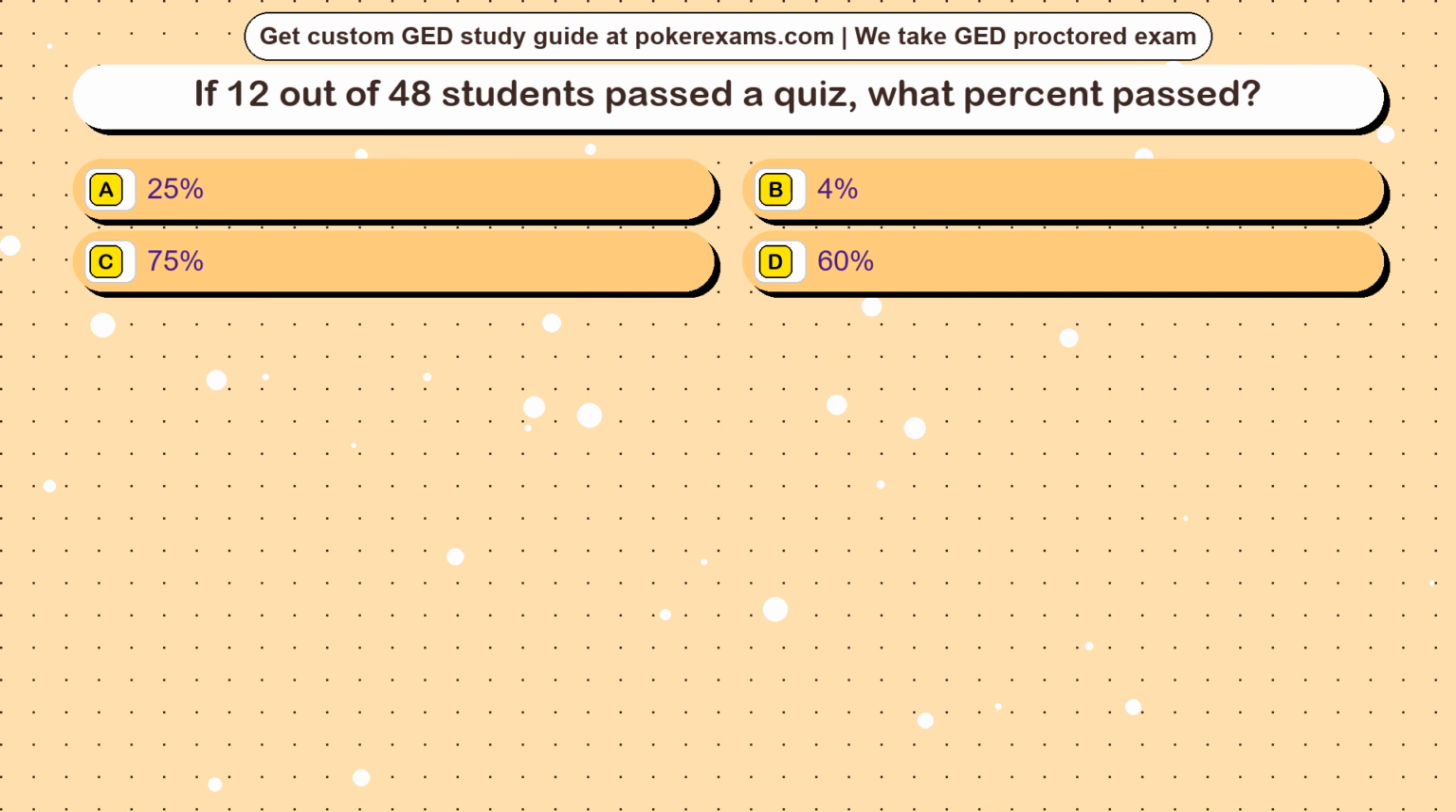Question 21. If 12 out of 48 students passed a quiz, what percent passed? Option A, 25%. Option B, 4%. Option C, 75%. Option D, 60%.